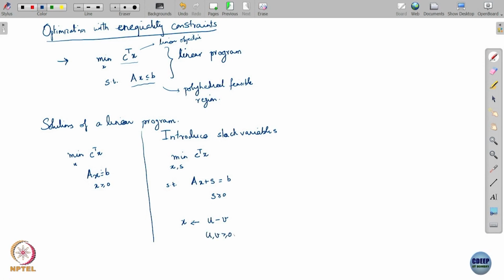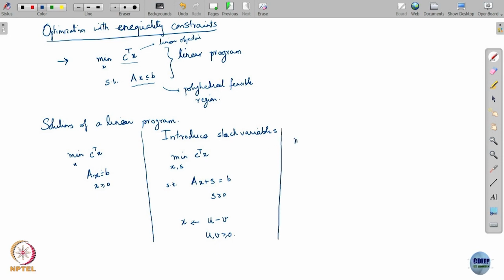Since u and v are non-negative, the difference can take both positive and negative values, and can also take 0. Every possible value of x can be generated as a difference u minus v, where u and v are non-negative. So if I make this transformation, this will not change anything; this transformation is going to be equivalent.